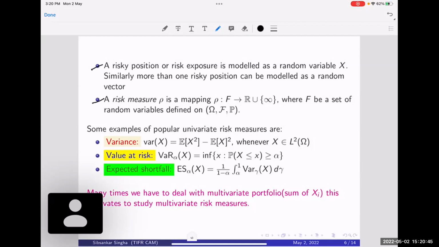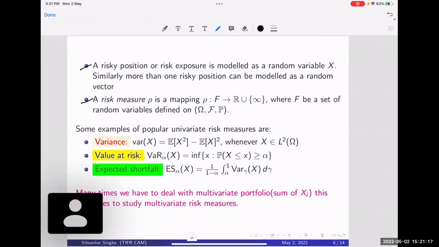Variance is the square deviation from the mean, and value at risk is the number which partitions the real line such that to the left of it there is probability at least alpha, and on the right side there is probability at most 1 minus alpha. And expected shortfall is the expected value of what can happen beyond the value at risk. Okay, these are all univariate risk measures.